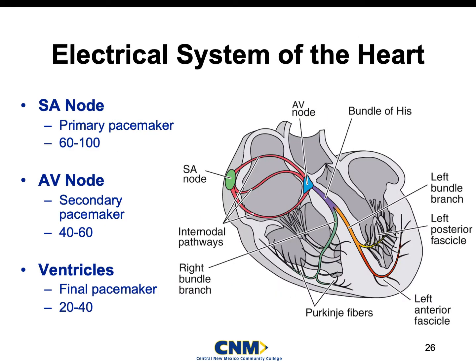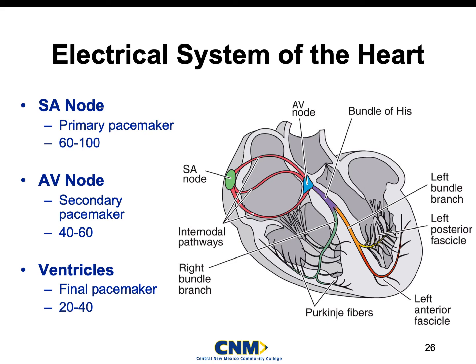When we're talking about the actual electrical system of the heart, there's basically three different points where I want you guys to remember. The SA node is known as the primary pacemaker. The SA node, which you can see on the slide here, is found in the right atrium area of the heart. If your SA node is firing, more than likely your heart rate is greater than 60 beats per minute. We say about 60 to 100 because that's the normal range of a normal adult heart rate.